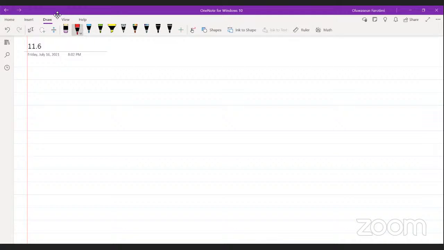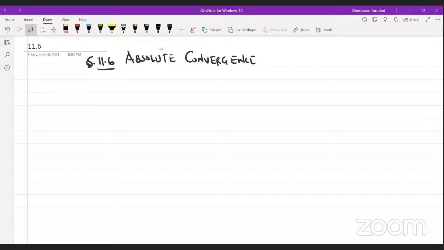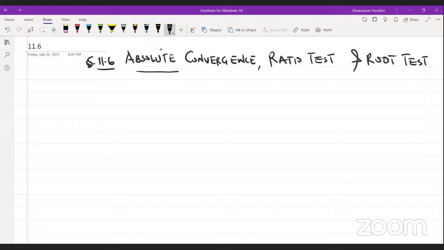Okay, so in this section, our subject of discussion is going to be absolute convergence. 11.6, absolute convergence. All right, so the ratio test. And then we conclude this session by studying the root test. Okay, so we started following the Stewart book closely from day one of the class. So this is 11.6.